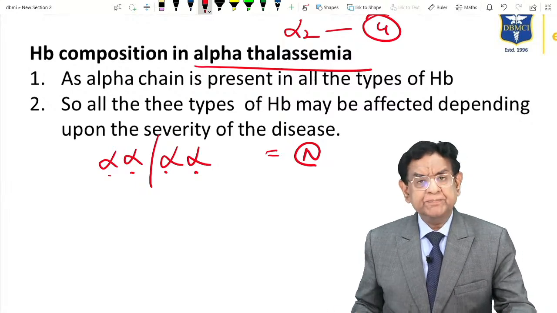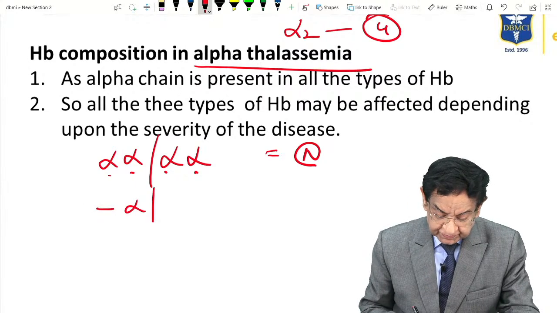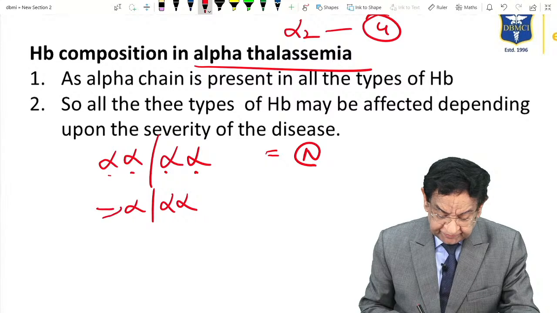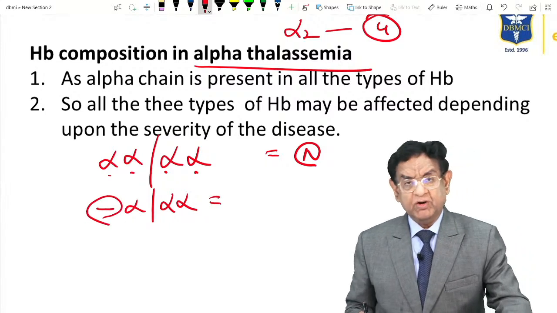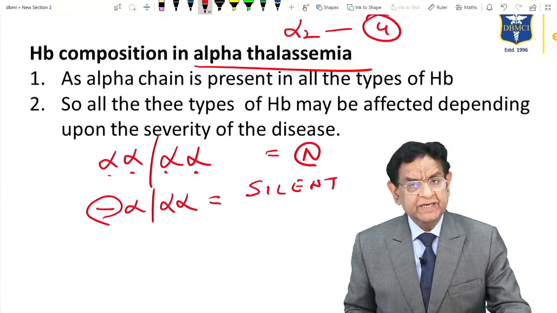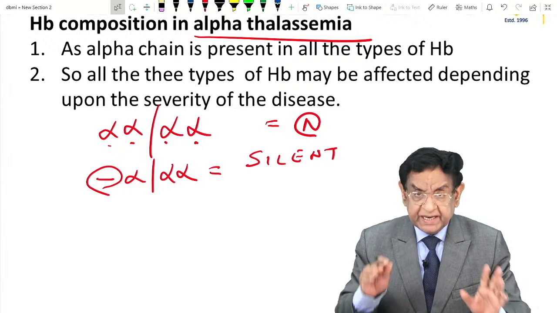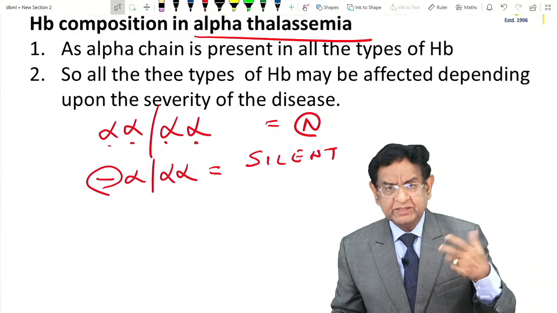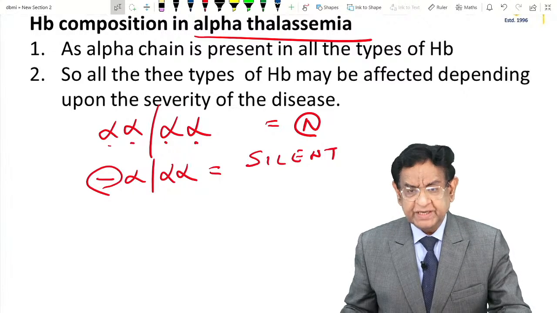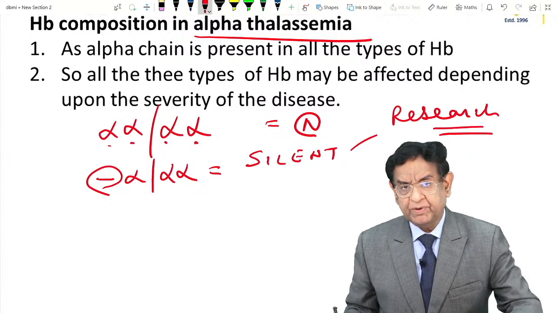This is normal. That means if all four alpha genes are there, the patient will have normal alpha globin. Suppose one gene is defective, like this. This is the defective gene. Three genes are normal. Then we call it alpha thalassemia silent. Why do we call it silent? Because they don't manifest. They don't have any clinical problem. They are perfectly normal, near normal. So they remain undiagnosed. They are important only for research or academic interest, not clinically.